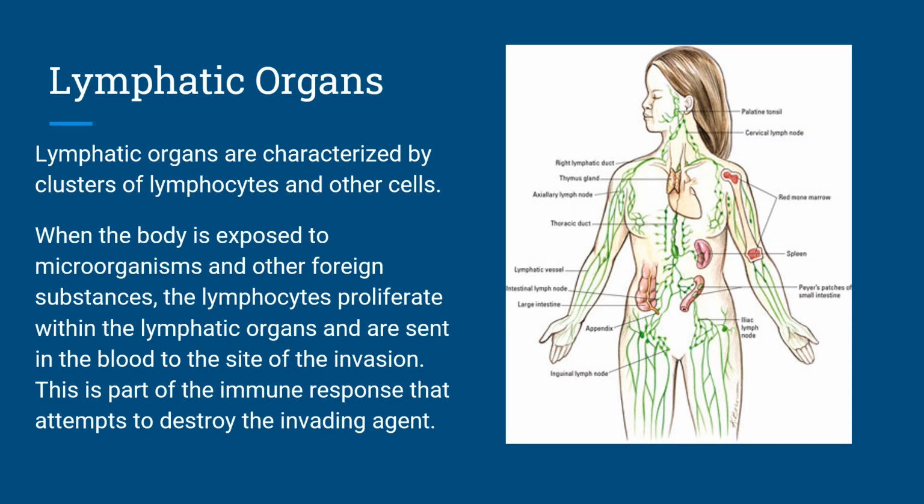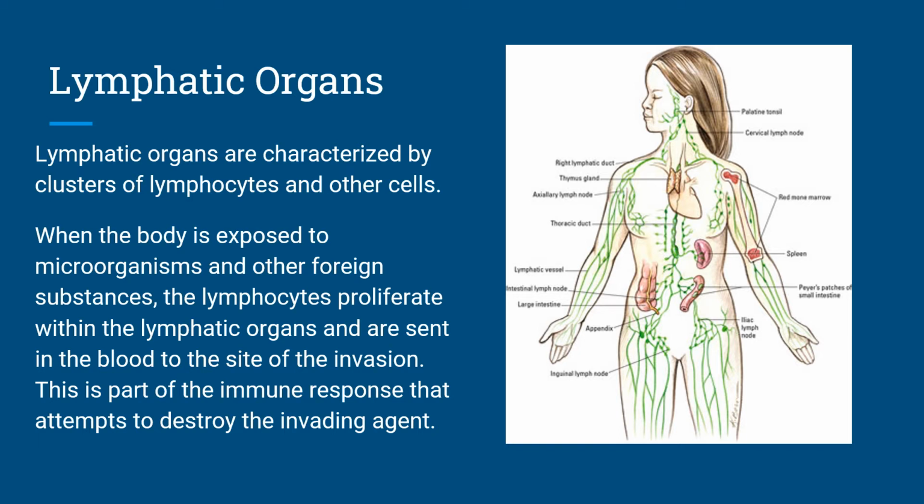Lymphatic organs are characterized by clusters of lymphocytes and other cells, such as macrophages, enmeshed in a framework of short-branching connective tissue fibers. The lymphocytes originate in the red bone marrow with other types of blood cells and are carried in the blood from the bone marrow to the lymphatic organs.